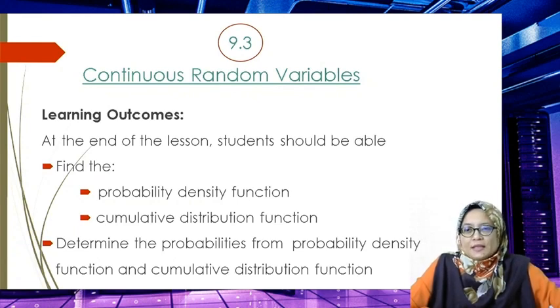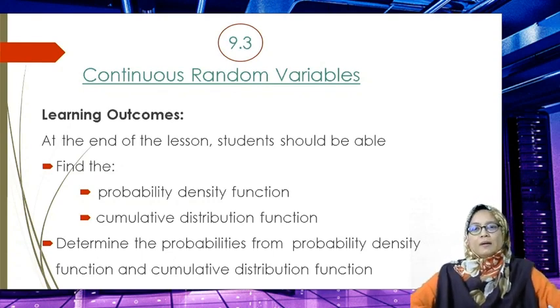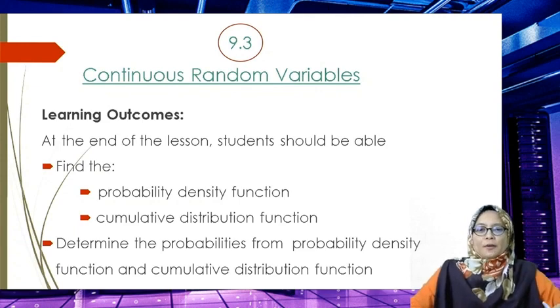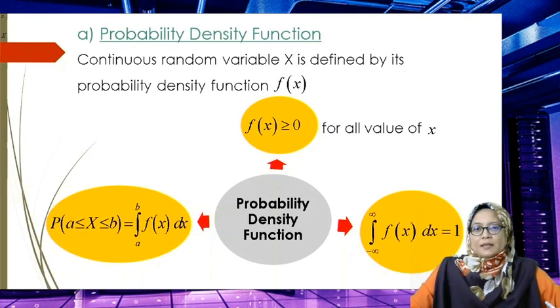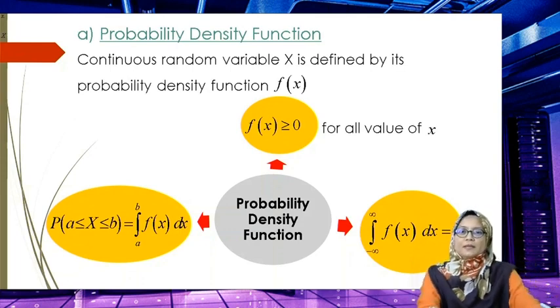So for this subtopic, this is the learning outcome. By the end of this lesson, you are able to find the probability density function. Second, find the cumulative distribution function, and then determine the probability from the probability density function and cumulative distribution function. For probability density function, in other words, this is a continuous random variable. A continuous random variable is defined by its probability density function.